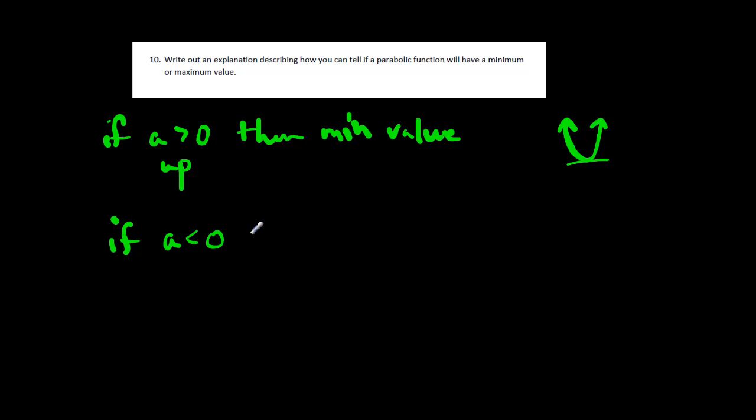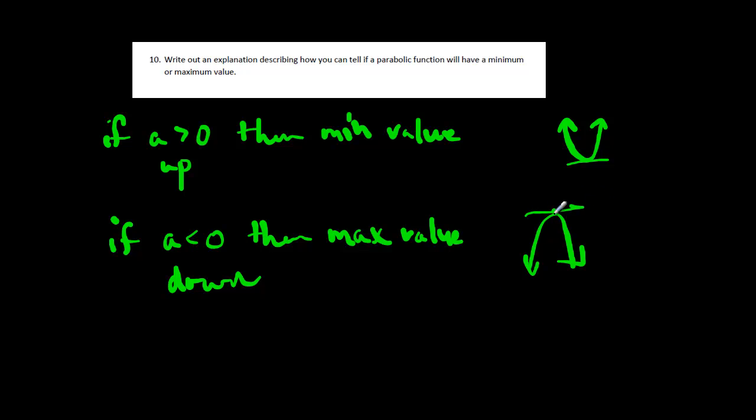If a is less than 0, then you're going to have a max value. Because if a is less than 0, it's going to open down. If it opens down, it tops off over here. So you would just explain that in words. And that's it.